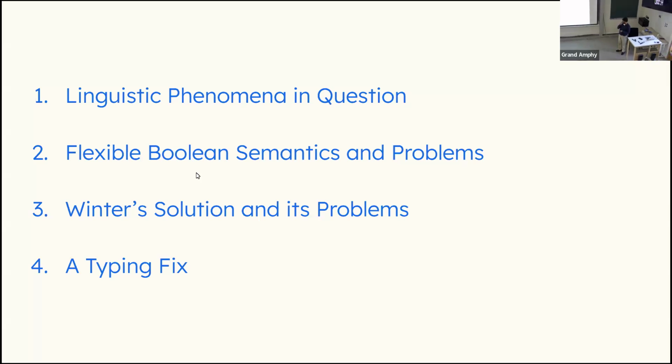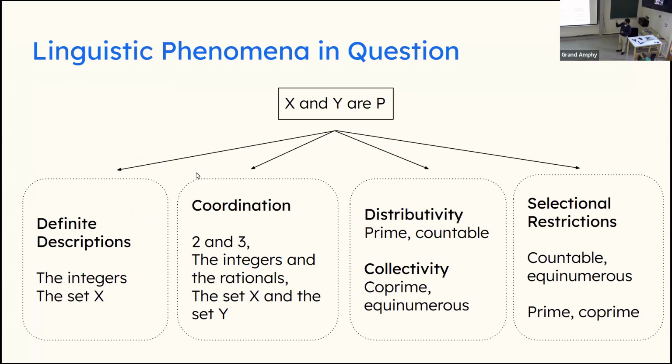But his solution has some other problems, and we're going to see those problems as well. And lastly, we'll see a fix in the type system, which can be used to deal with the problems that I show in part 2. So first, we'll go to the linguistic phenomena.